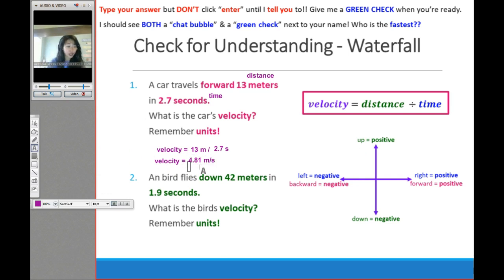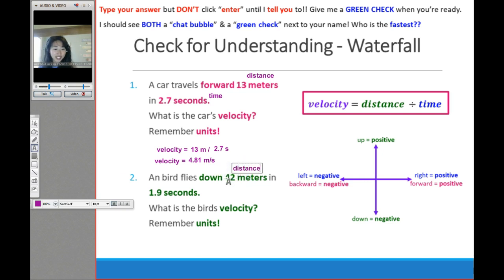Okay, do you guys feel good with that? Do you guys feel like you can do this next one? Give me a thumbs up if you feel like you can work on this next one, a little bit more independently. Okay, perfect. So I'll set you up first just to remember what distance and time is. So 42 meters, is that our distance or our time? Tell me in the chat box.